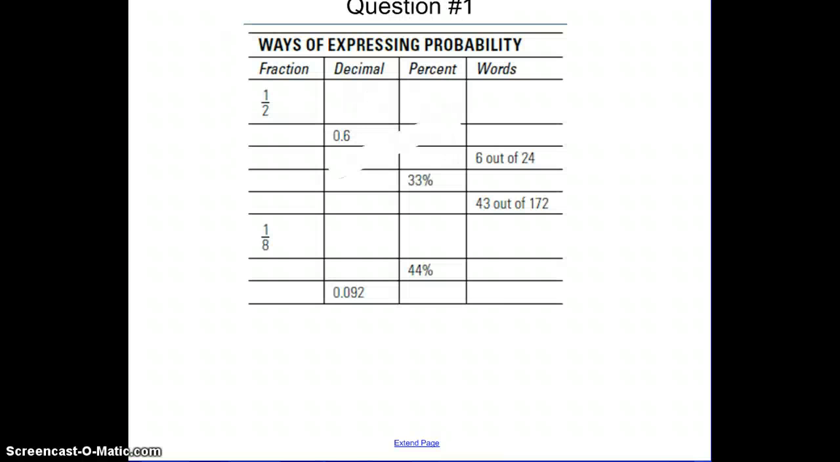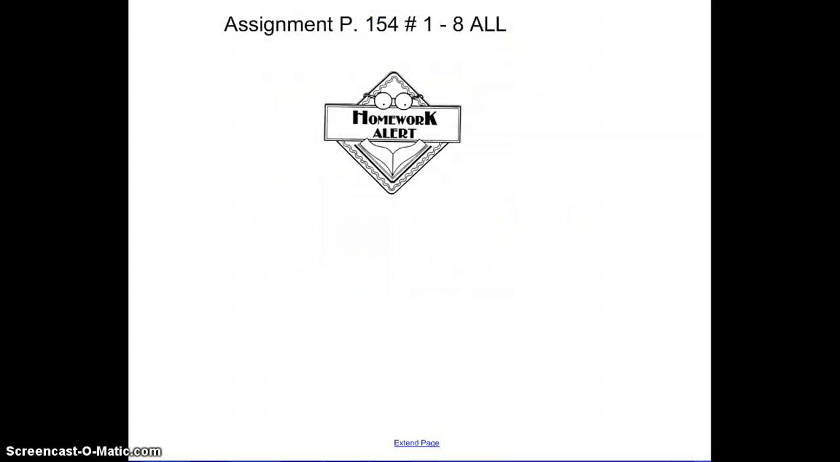Okay, you then have an assignment, page 154, number 1 to 8 all. And if you look on your handout, there is question number 1 here on a chart, so you don't have to make the chart. So go ahead.